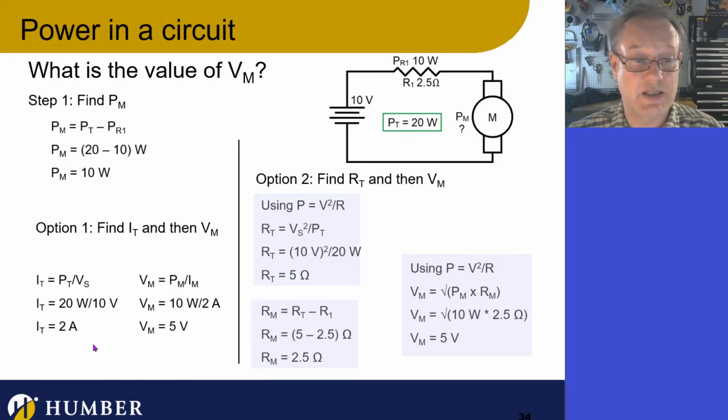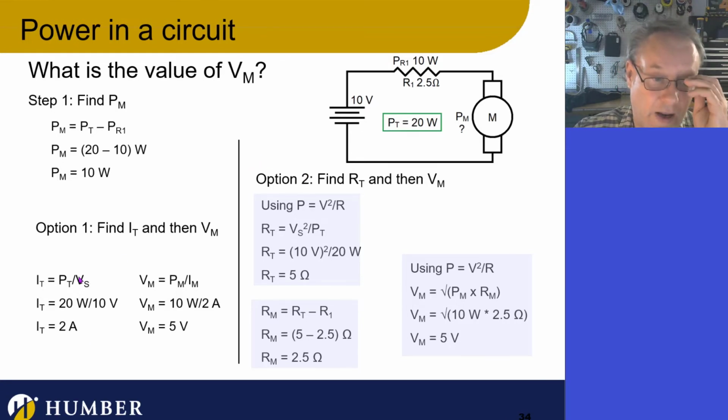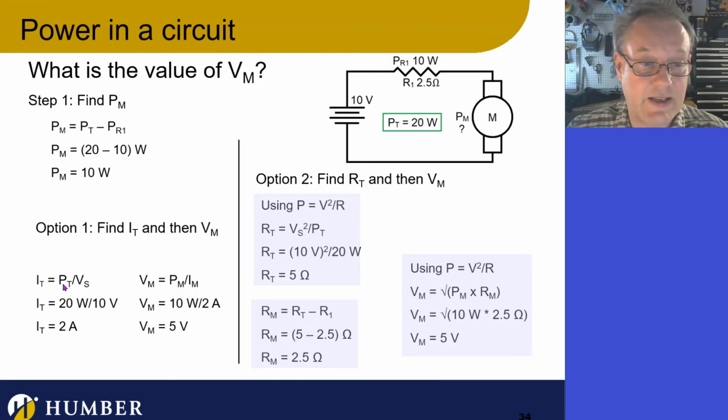So in this case, I'm going to find the total current, which is also going to be the current through R1 and the current through the motor. But I'm just going to find the total current because I know the total power. And actually, in this case, I know the total source voltage because it's written on the formula here. I mean, in the circuit. So I'm going to find IT, and I'm just going to write IT is PT divided by ST, and I'm going to put in my values, and I'm going to see that it is 2 amps.